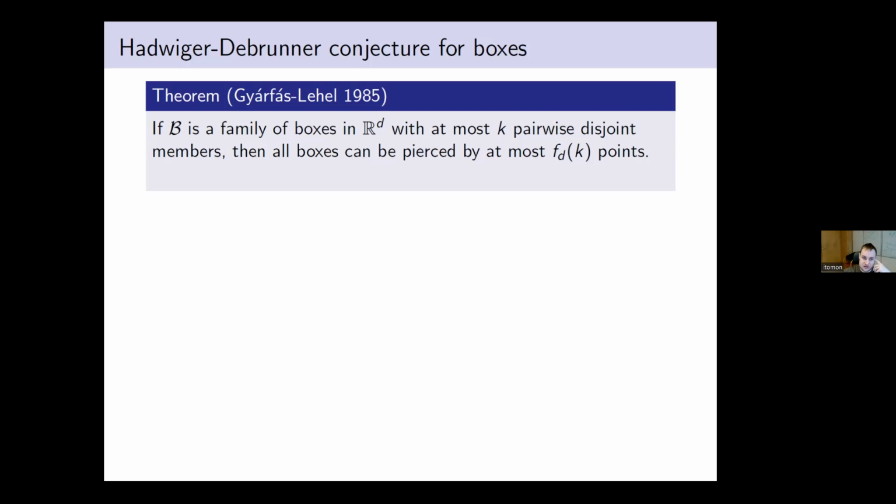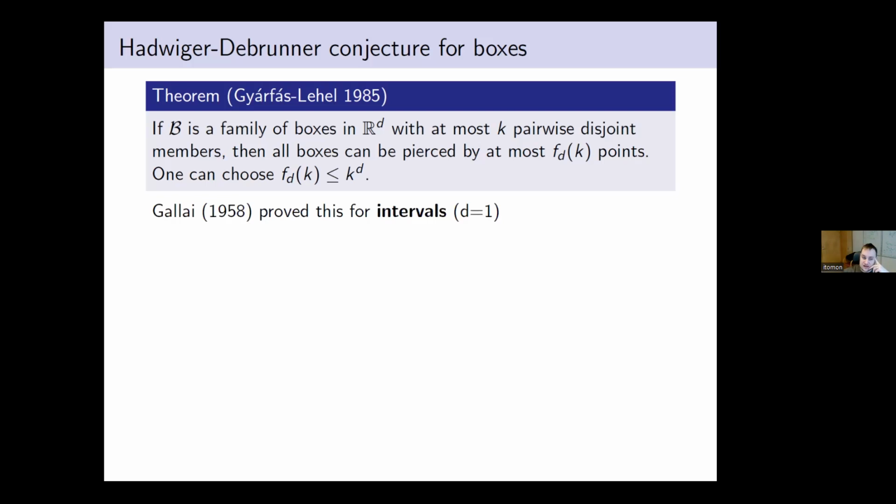And in general, Gyárfás and Lehel proved that one can choose f(d,k) to be less than k to the d. So in what comes, we will assume that f(d,k) denotes the minimum of this constant we can choose, so the optimal number of points we need for piercing. So this argument is quite nice and quite simple. So actually, let me show you how you can prove this.